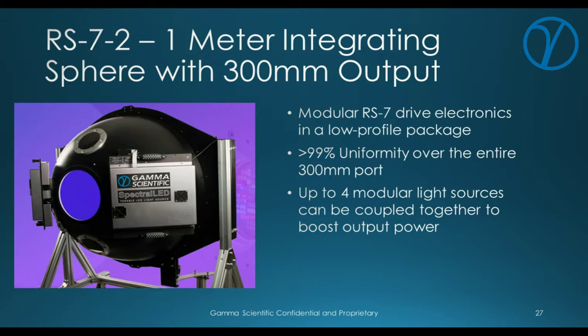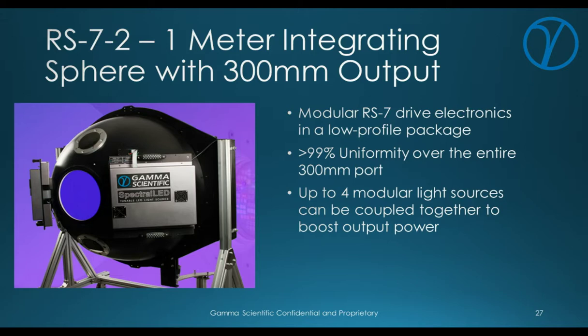So we also offer what we call our RS-7-2. This particular configuration uses a modular version of the electronics, which are in a low profile enclosure. And what we can do here is attach 1 up to 4 of these sets of electronics onto a much larger integrating sphere. In this case, the port is 300 millimeters, so it's a very, very large output port, if you need that for your particular field of view of your given lens or sensor system.